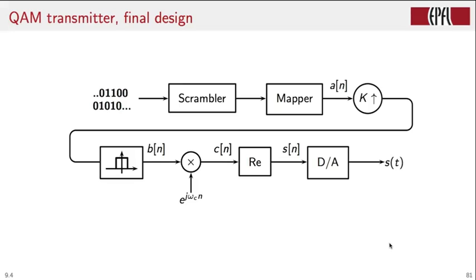The final design for the transmitter is the following: bitstream, scrambler, mapper, upsampler. We multiply the upsampled signal by e to the j omega c n. We obtain a complex passband signal. We take the real part, and finally we have the sequence of samples that we can send to the D2A converter and then over onto the channel.